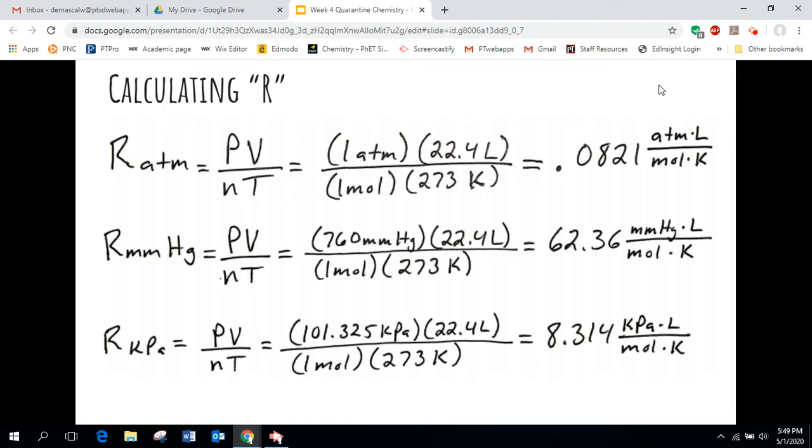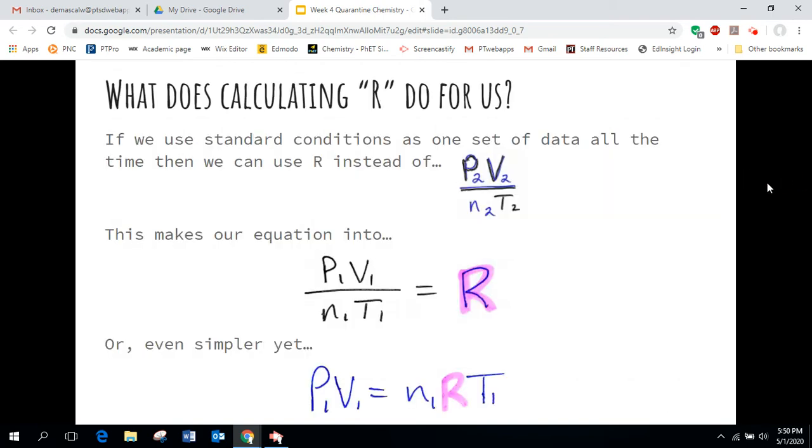If your pressure in the problem is in atmospheres, you would use this one. If the pressure in the problem is millimeters of mercury, use the second one. If they give you the pressure in kilopascal, then use the 8.314. Your pressure units have to match the units in the problem. Your volume always has to be in liters. Your temperature always has to be in Kelvin. Your amount always has to be in moles.